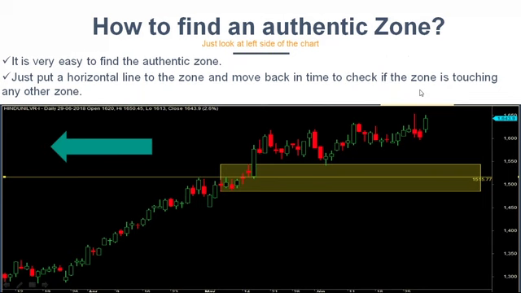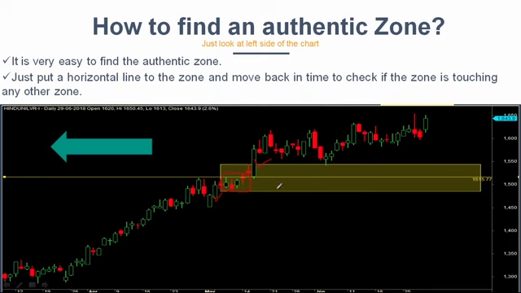Look at this example. Friend, this is a rally base rally. This is an RBR pattern where we have a rally, we have six candles forming to mark a base, and we have another rally. It is an RBR. Yes or no? It is an RBR, but not a good RBR. That's all. But it is an RBR.